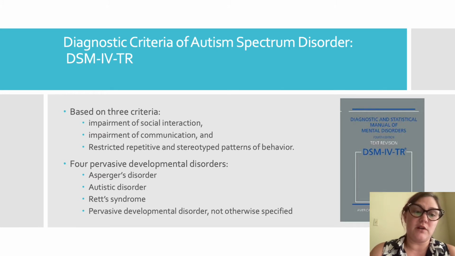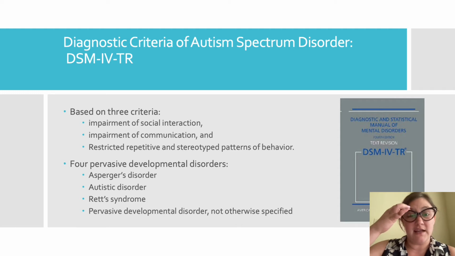Autistic disorder was what is sometimes referred to as classic autism, so where the person has significant issues with language. That was the main difference between autistic disorder and Asperger's disorder, was whether a person had verbal language and their intellectual capacity.